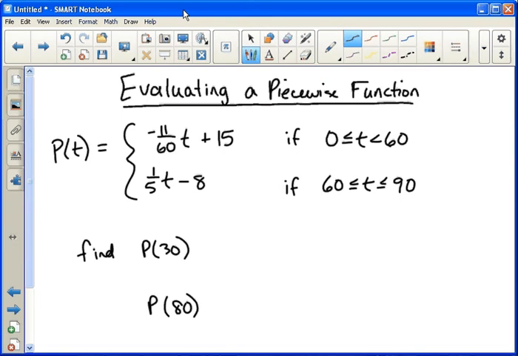In the previous video we talked about how to evaluate just a normal function. Today we're going to look at how to evaluate a piecewise function. So a piecewise function, if you haven't seen one before, is kind of just what it sounds like. It's basically two or more functions pieced together to make one function.